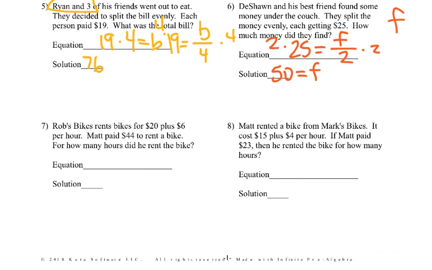Okay, Rob's Bikes rents bikes. Wow, that's a tough sentence to say fast. For $20 plus $6 per hour. Okay, Matt paid $44 to rent a bike. For how many hours did he rent the bike?